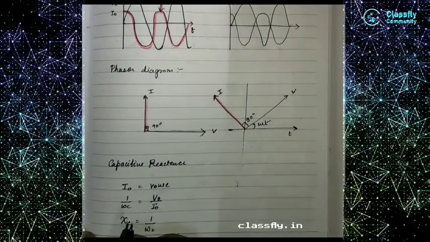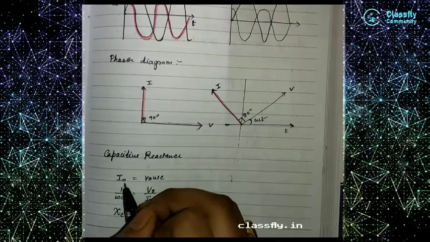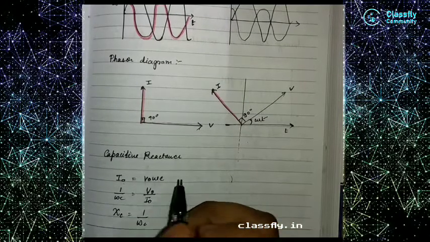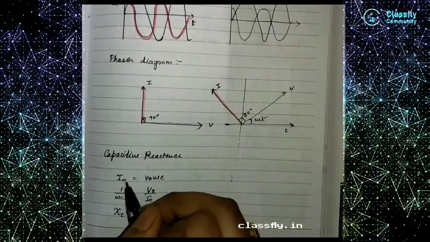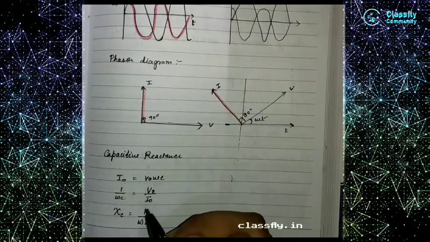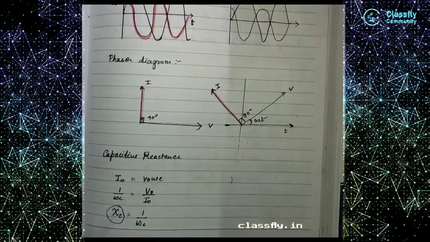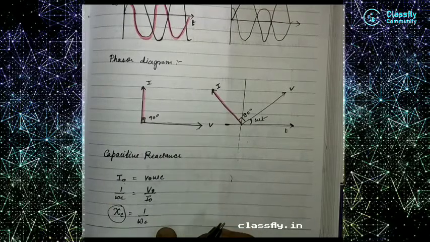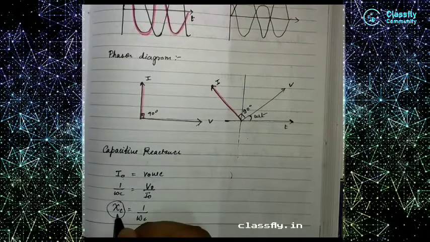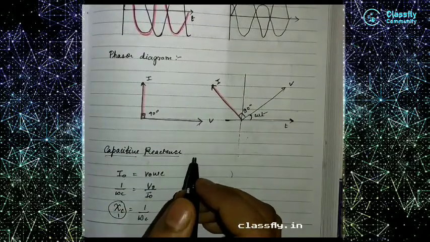Now see, we need to know the capacitive reactance. We know that I naught is equal to V naught omega C. So when we bring V naught by I naught to this side and 1 by omega C to this side, we get Xc, and we get Xc equal to 1 by omega C. This Xc is known as capacitive reactance.